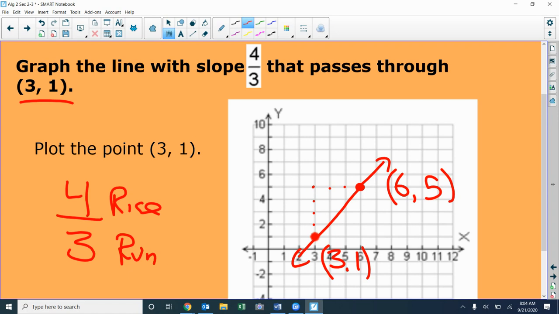So notice my x. I had 3 here, 6 here. What did it go? Well, it went 3, didn't it? Notice my y. 1 here, 5 here, how far did it go? It went 4. Questions there?